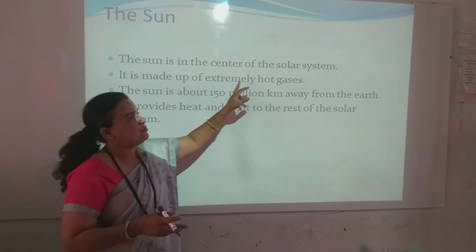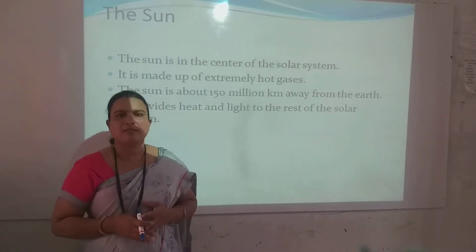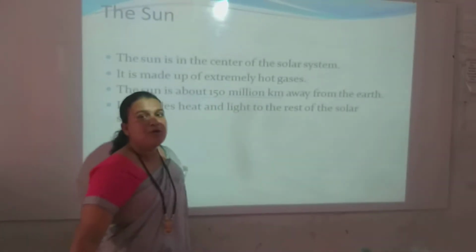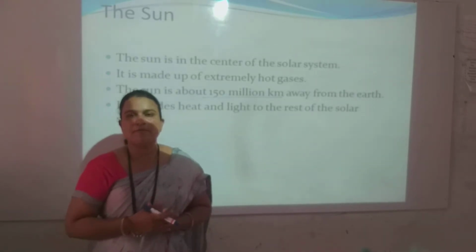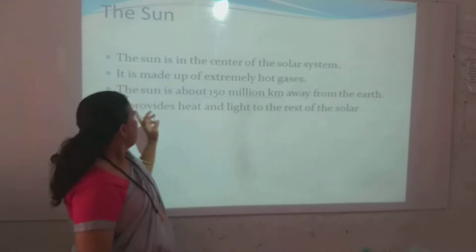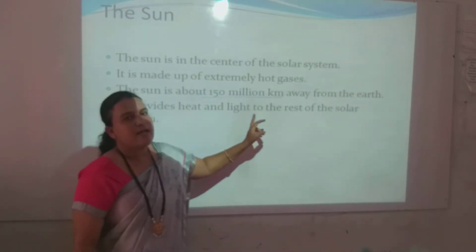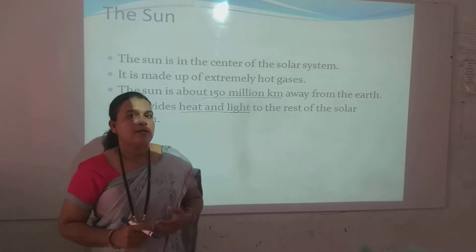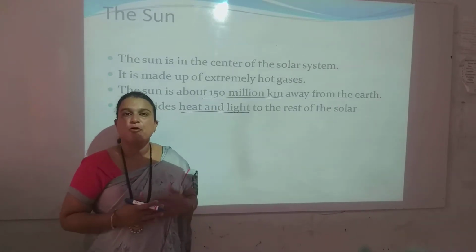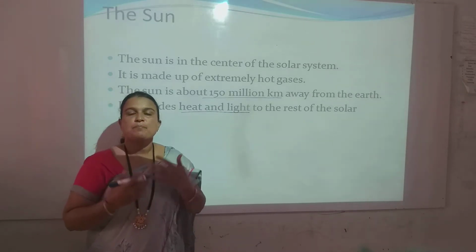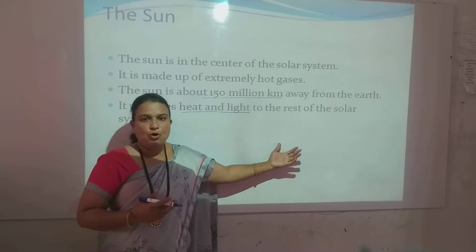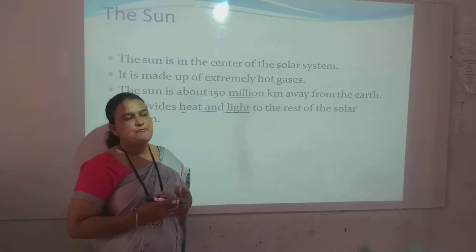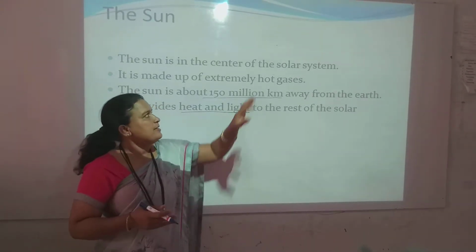The Sun is made up of extremely hot gases. Even though we are 150 million kilometers away from the Sun, during the summer season we cannot walk with bare feet. It provides heat and light to the rest of the solar system, including our planet also. We know that we receive tremendous heat and energy from the Sun, and not only planet Earth. The other remaining 7 planets, making a total of 8 planets including Earth, also get light and heat from the Sun. So the Sun is the head of the solar system.